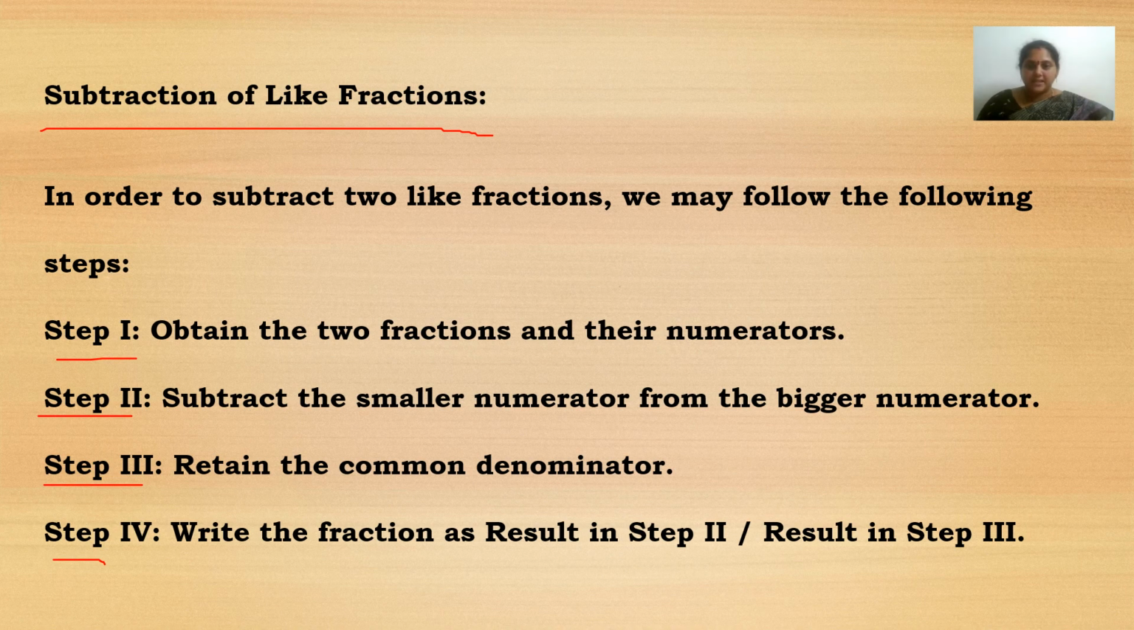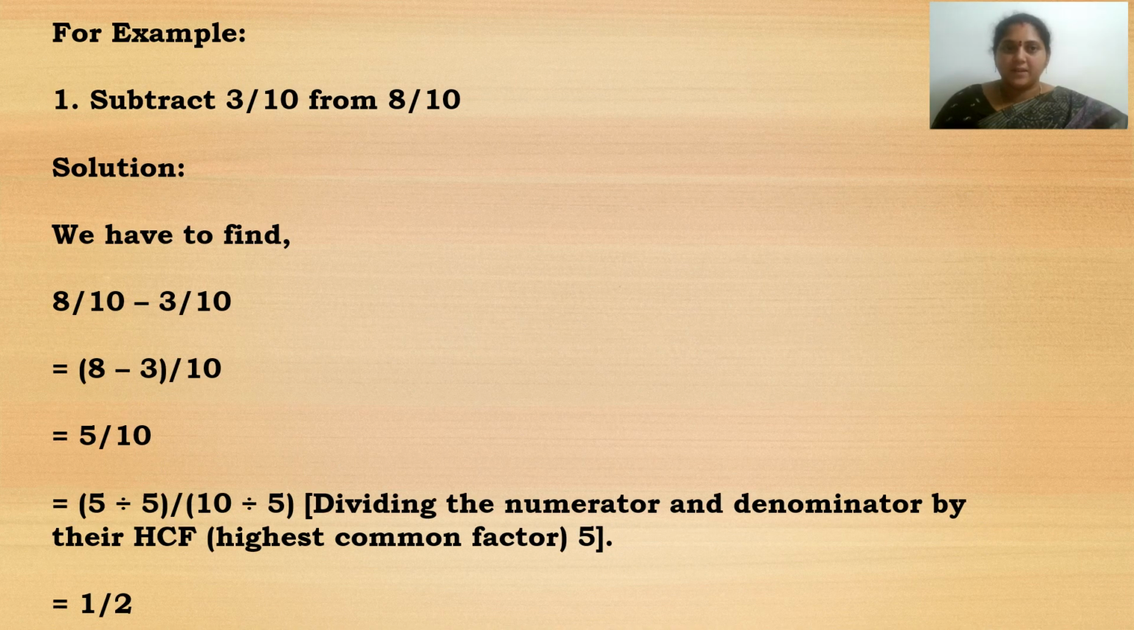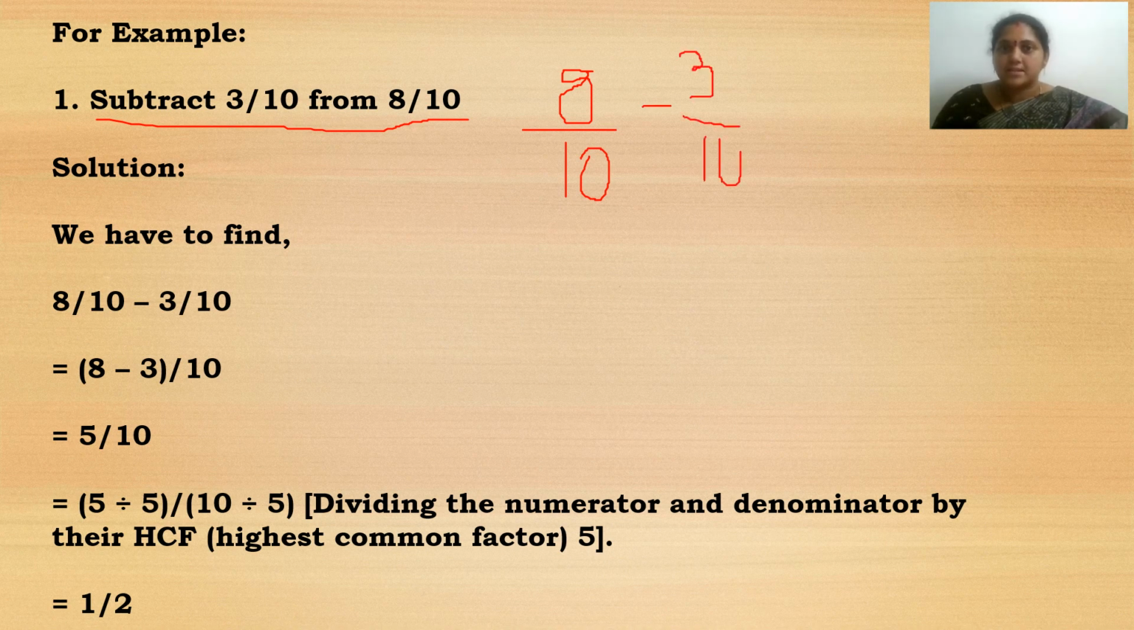So we'll see one example here for better understanding. Now, what are my fractions here? 3 by 10 from 8 by 10. I have to subtract 3 by 10 from 8 by 10. Which is the greater fraction here? Our greater fraction is 8 by 10. From that, what do I have to subtract? I have to subtract 3 by 10. Right? Now, same process as in addition, but here the symbol and the process is different.